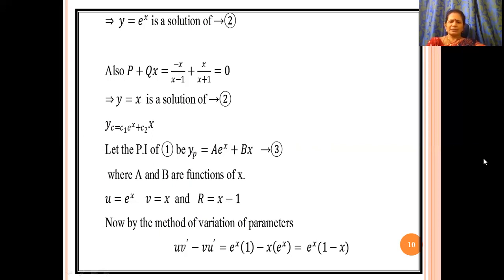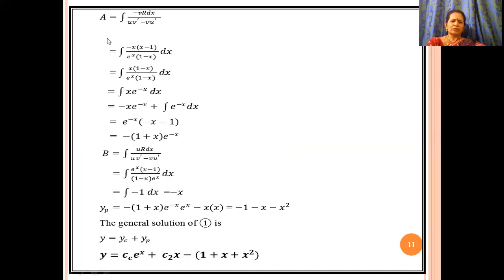Use the method of variation of parameters. This is the method of variation of parameters: UV dash minus VU dash. So find out the value of this. Then after that, find out A and B. After getting A and B, then find out the YP. Right, write down the YP.